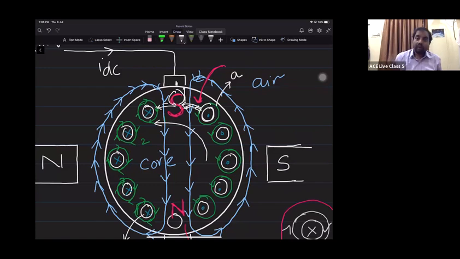Right. Similarly, when one conductor is coming from that side to this side, one more conductor will be coming from this side to that side. Then in that case also, what will be the direction of current? That is converted from cross into dot. So who is doing that role? The commutator.